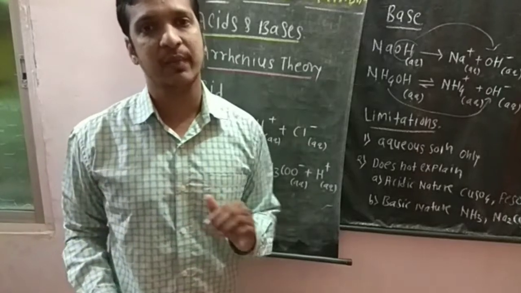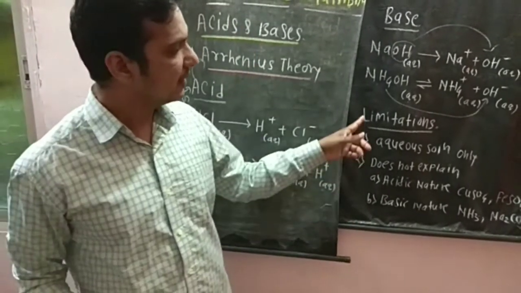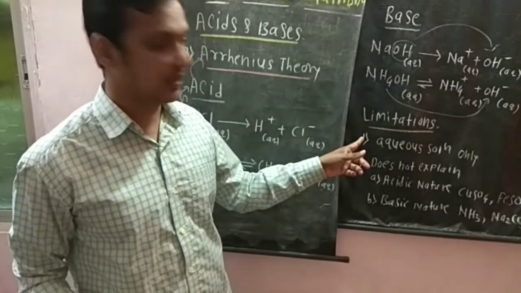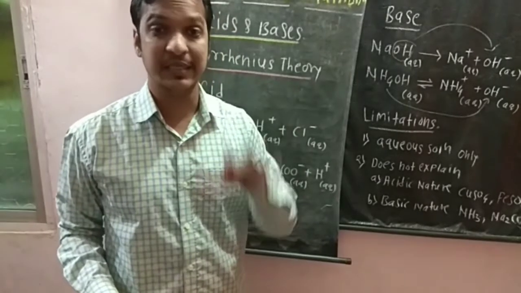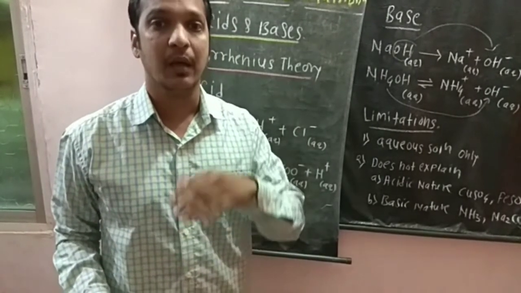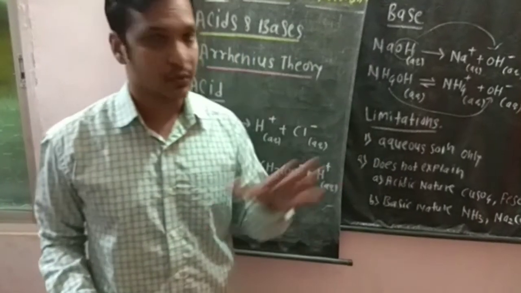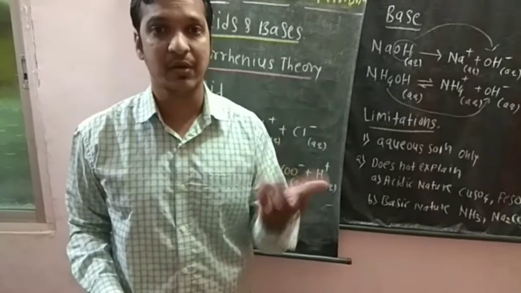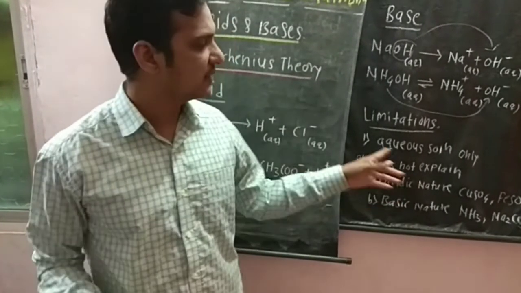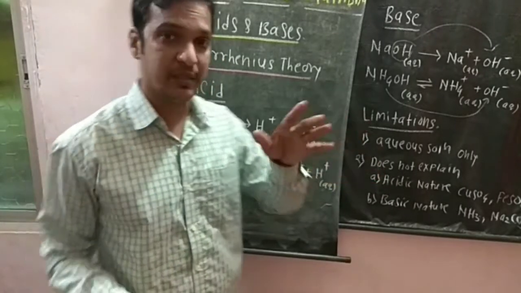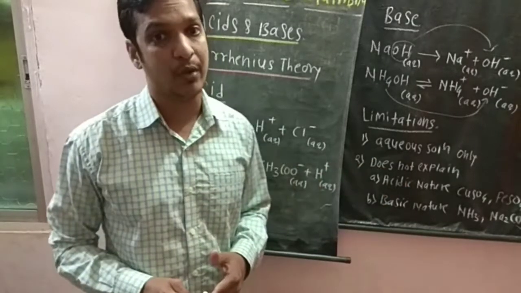Now, what are the limitations of the Arrhenius theory? There are two to three limitations. Number one, the Arrhenius theory is applicable to aqueous solutions only. If the condition is non-aqueous, for example in the gaseous phase, this theory is not applicable. You can identify a substance as an acid or base only in terms of aqueous solution, meaning dissolving in water. So the first limitation is that it is not applicable for gaseous medium or non-aqueous phase.